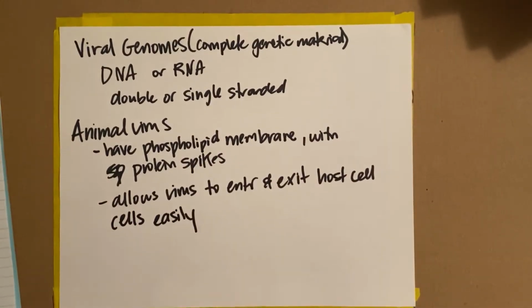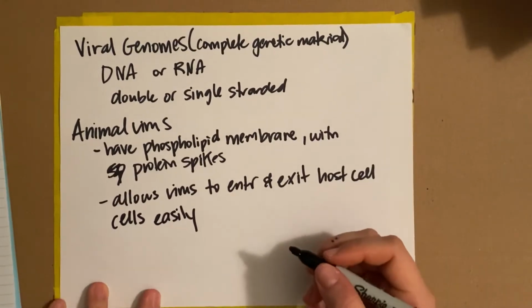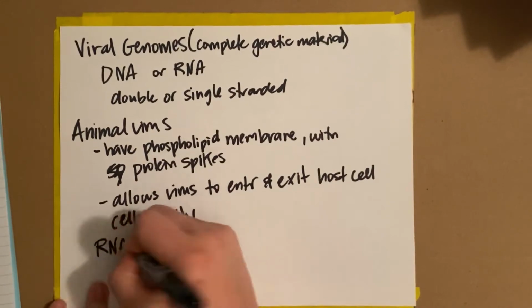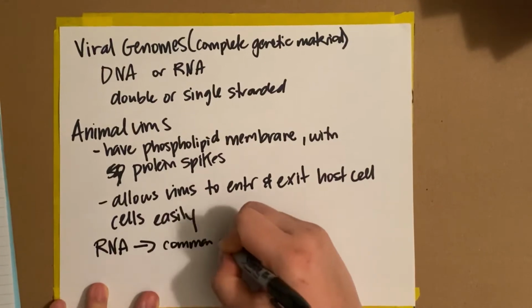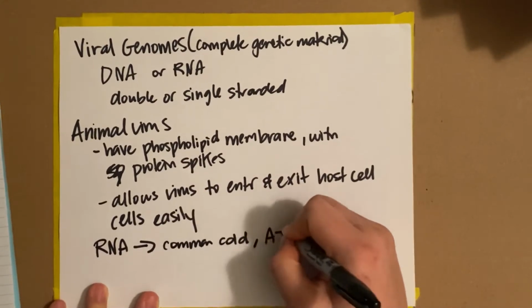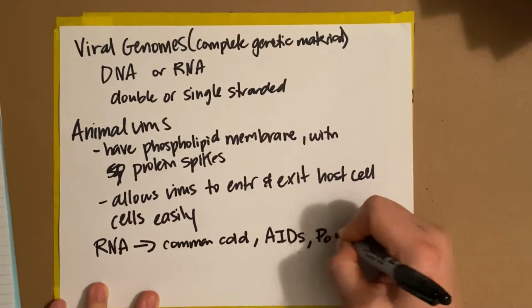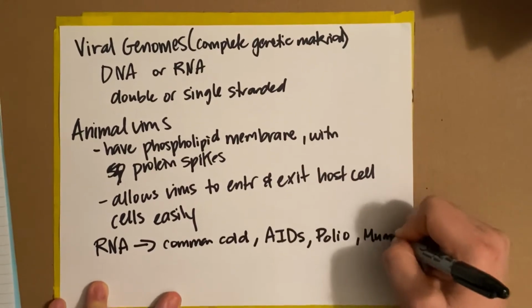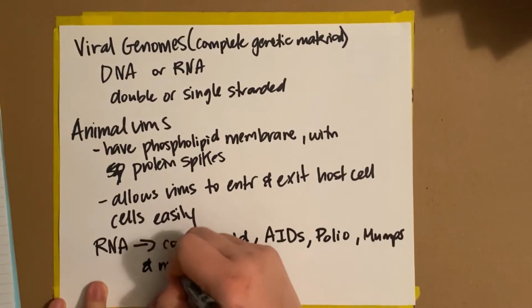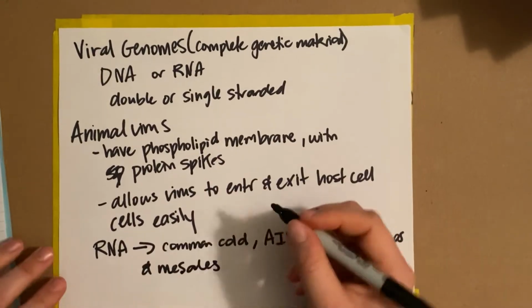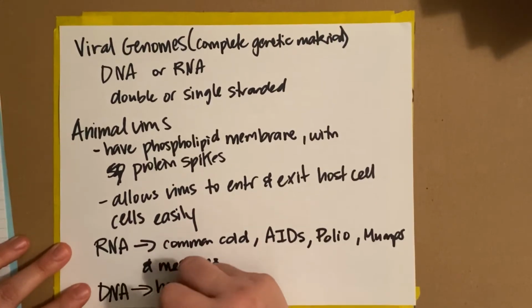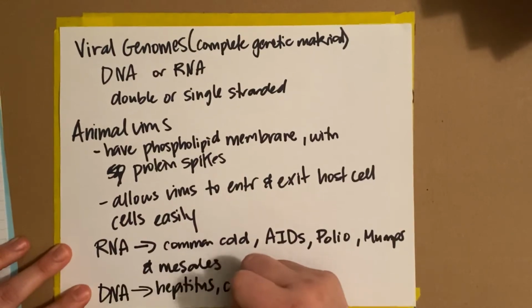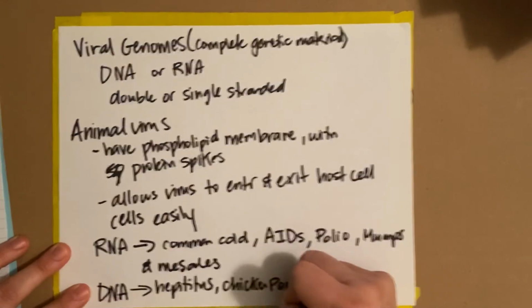Okay. And there are different types of animal viruses. Some animal viruses will have RNA, and some examples of those are the common cold, the AIDS virus, polio, mumps, and measles. And then some of the DNA ones are hepatitis, chickenpox, and herpes.